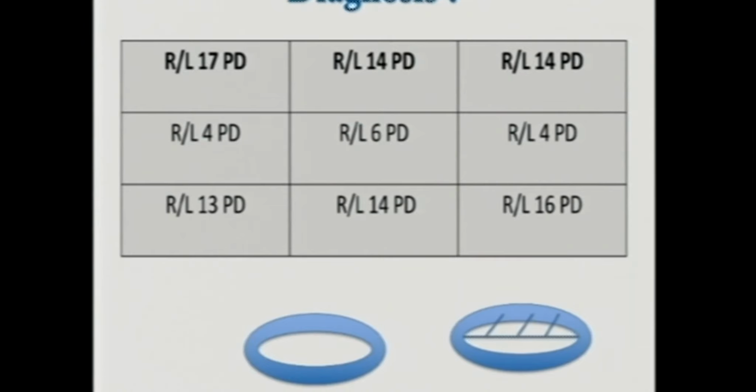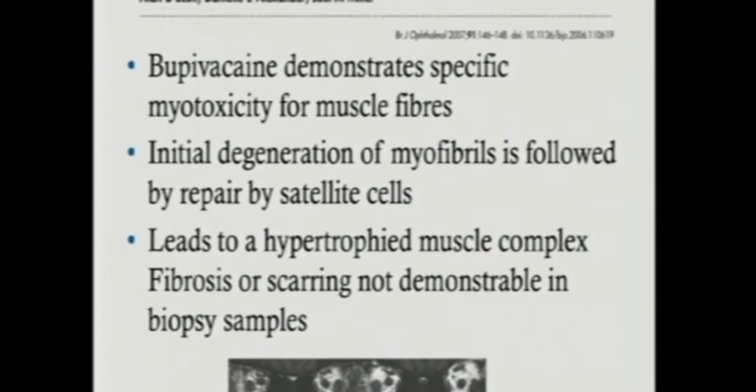So why did this happen? Well, we all know about the myotoxicity of local anesthetics. If you get an injection within a muscle, the bupivacaine can cause selective destruction of the myofibrils. Once they're destroyed, they regenerate, and it leads to, as you can see pre and post, a big hypertrophied muscle, and this is now pulling the eye down.